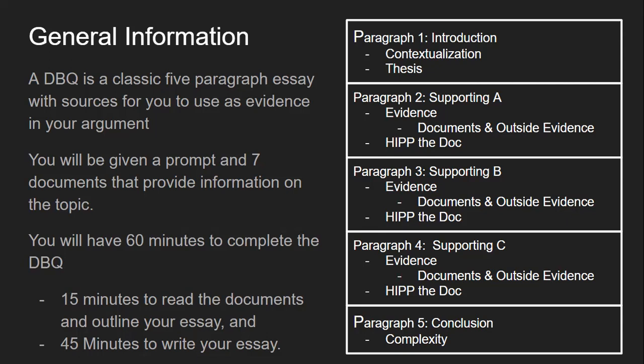All right. Then your 5th paragraph is your conclusion. And in your conclusion, you are going to do something that College Board calls complexity, which is very complex, but I'll explain that later on. So this is basically the way that it all lays out. It's a 5-paragraph essay. Each of those paragraphs, there's an expectation of what you're supposed to do.